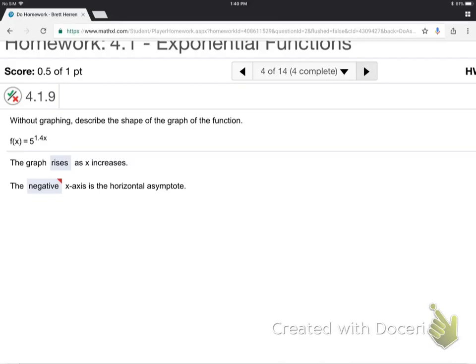Okay, so here we go. So 4.1, the rest of the deal here.